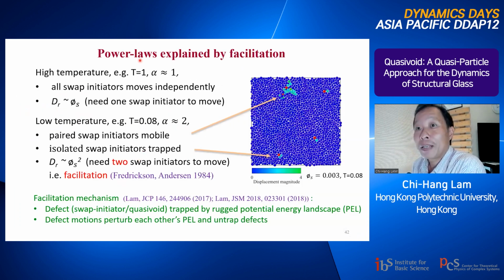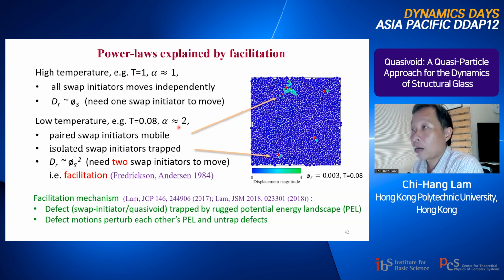And to explain the power law intuitively, at high temperature, when alpha is roughly 1, all swap initiators are mobile. So each regular particle requires one swap initiator to move around. So its diffusion coefficient is proportional to the density of swap initiators.